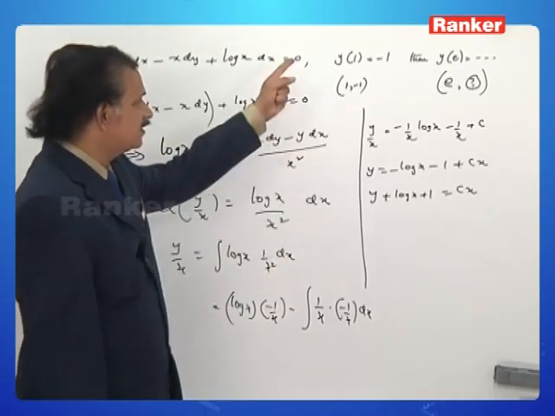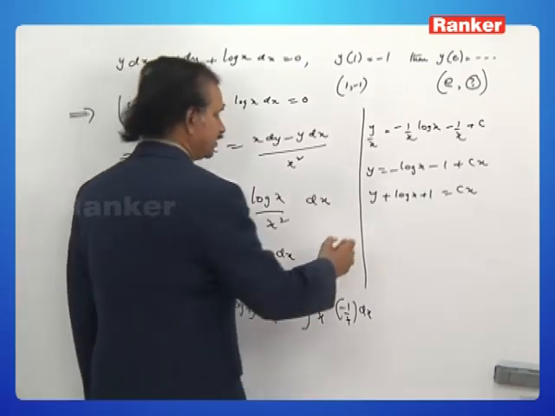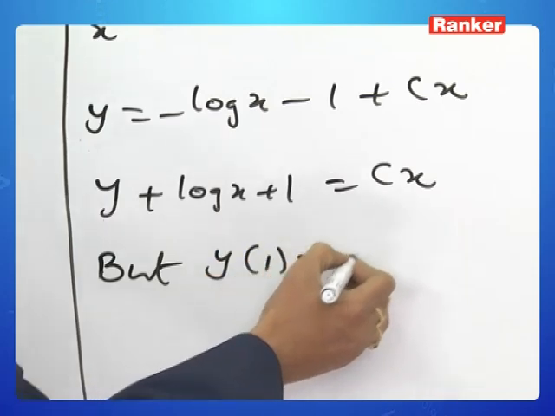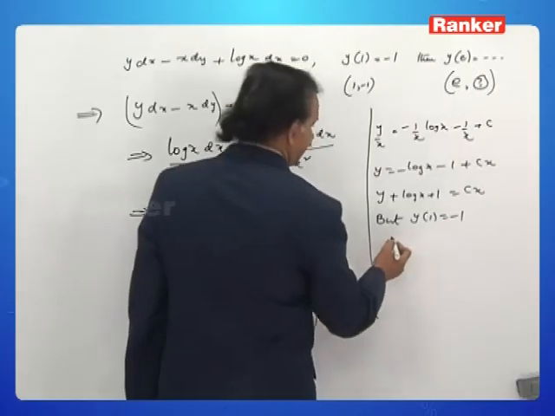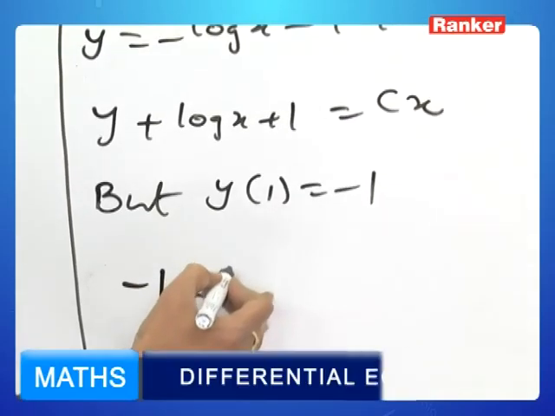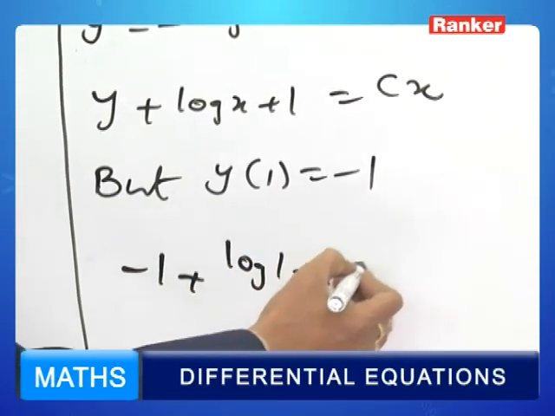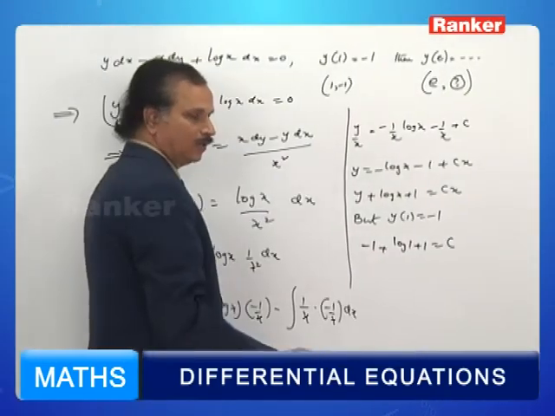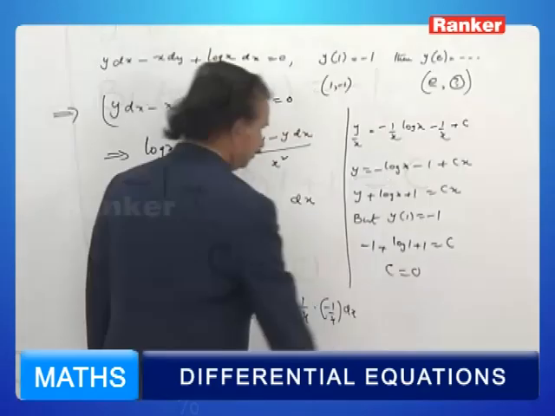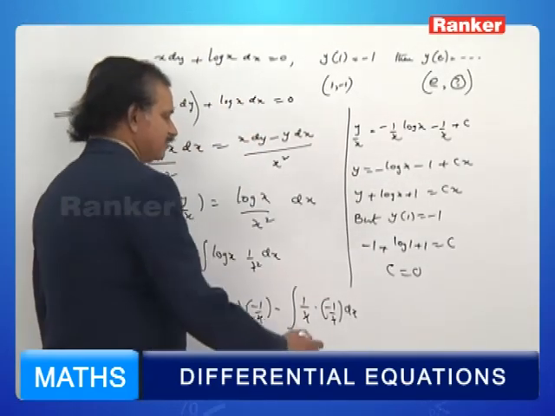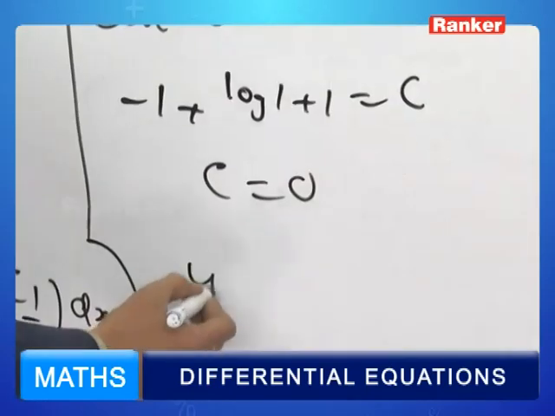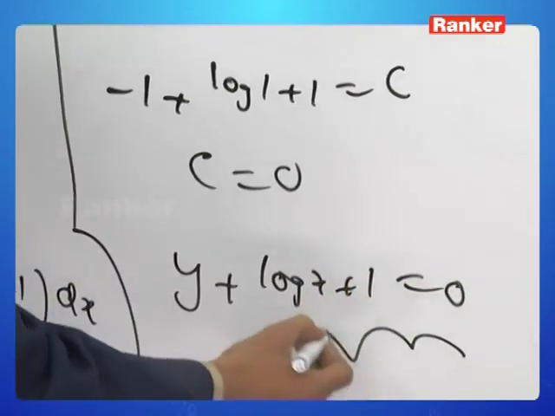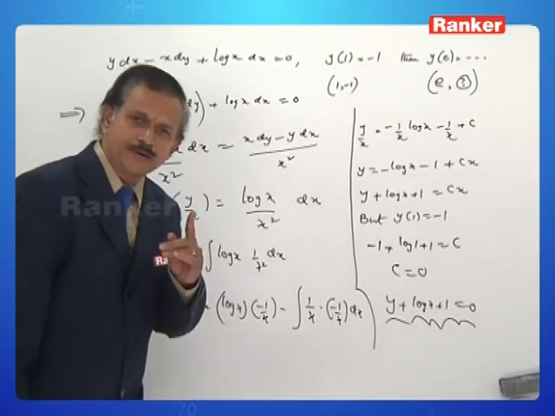Of course, it has been given that y of 1 is minus 1, isn't it? Therefore, minus 1 plus log 1 plus 1 is equal to c into 1. Log 1 is 0. 1 and minus 1 go away. As a result, c is equal to 0. Ultimately, what is the solution? y plus log x plus 1 is equal to 0. Is it the answer?